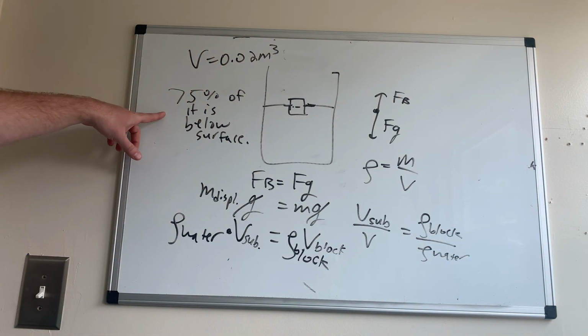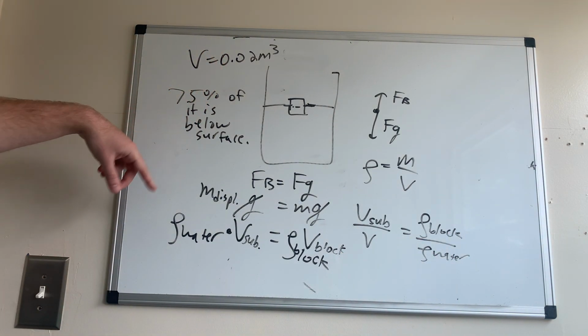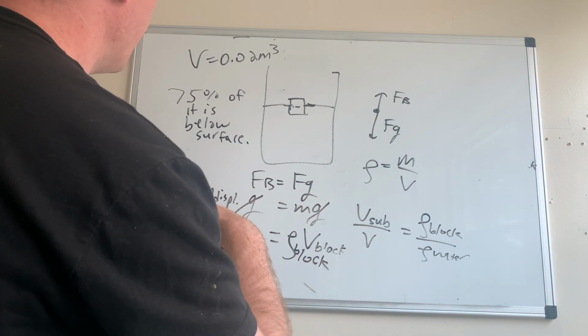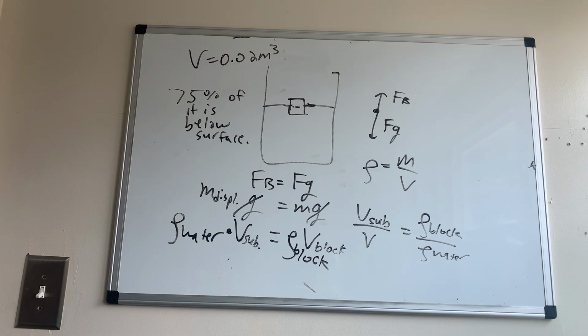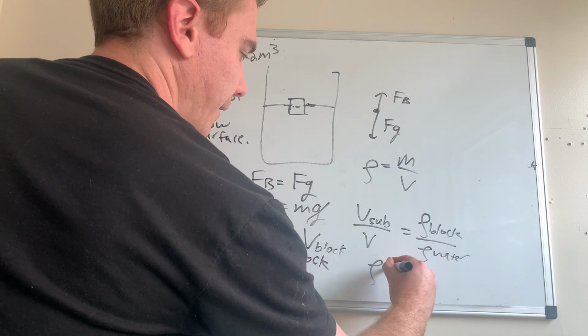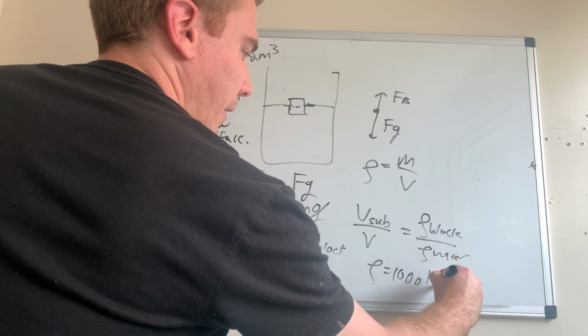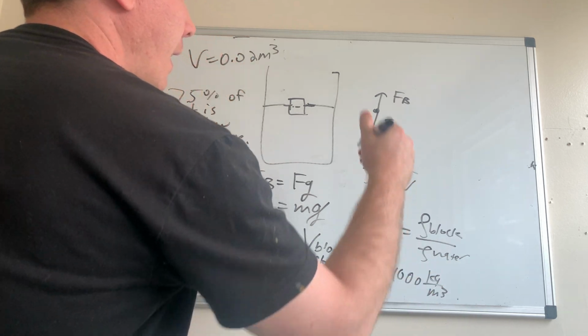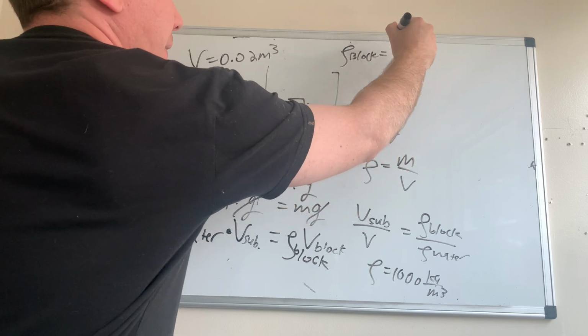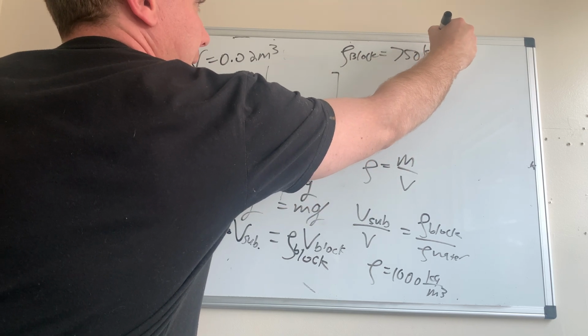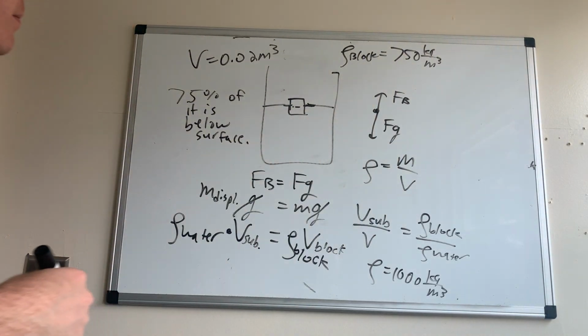Right, so we're told 75% of it is below the surface. That means that the block's density has to be 75% of water. So if water is 1,000 kilogram per meter cubed, the block has a density that is 75% of that, or 750 kilogram per meter cubed.